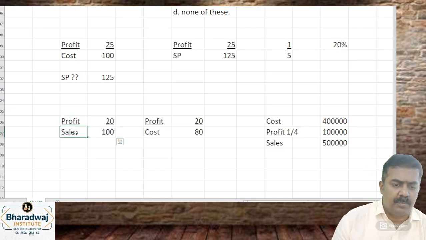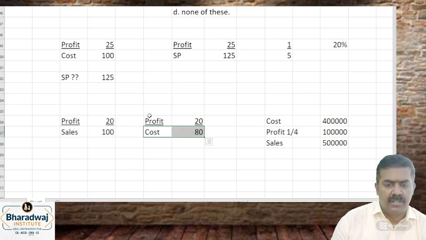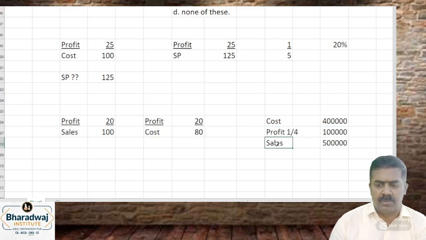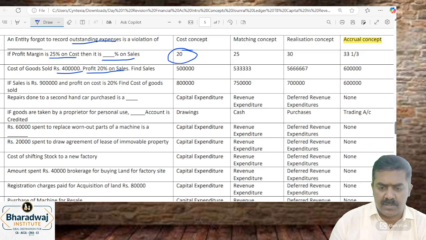Clear? Profit on sales is 20%, so if sales is 100, profit is 20, and cost will be 80. So profit on cost will be 20 by 80, one fourth. So sales will be 5 lakhs. What is the correct answer? 5 lakhs.